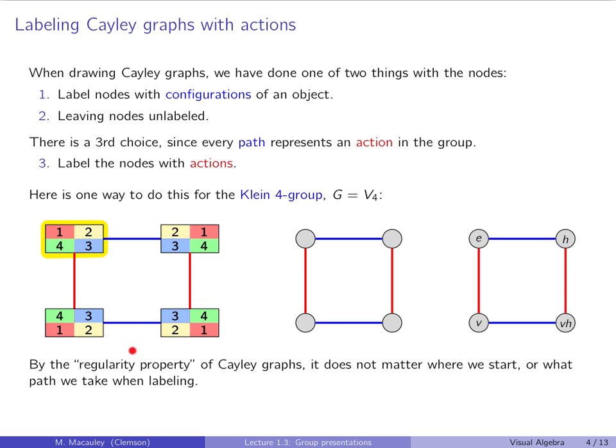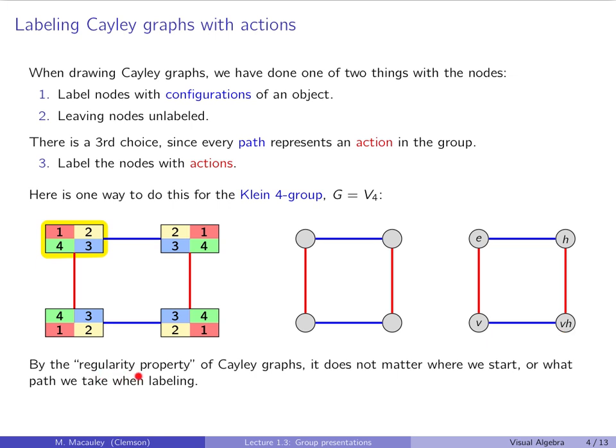Here's how we saw it in the first lecture, with the nodes labeled by configurations of an object. Here's how we saw it in the beginning of this lecture. We just left the nodes unlabeled, which emphasizes its structure. And over here, we picked a node, say this one, called it the home state, and labeled it with the identity. And then we can label the remaining nodes with the remaining actions. So this is H, this is V, and this is the 180 rotation, which we can write as R or just as VH.